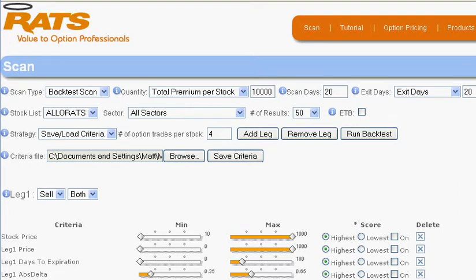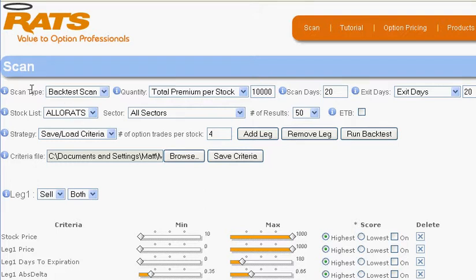Hi, this is Matt Amberson, principal of ORATS, and today I'm excited to show you our new backtest scanner. It's the scanner with the ability to test strategies over history. So here's how it works, basically.